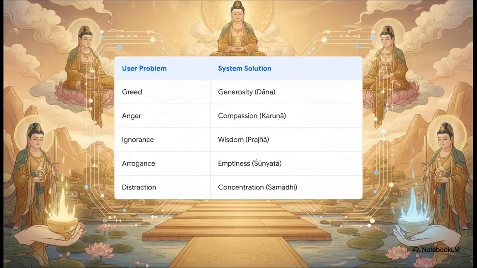So in practice, how does this work? Well, it's kind of like a perfectly tuned database. It maps specific user problems to targeted system solutions. So if the input is greed, the system outputs the teaching on generosity. If the input is anger or hatred, boom, it delivers the lesson on compassion. It's this super dynamic, super responsive problem-solving engine.